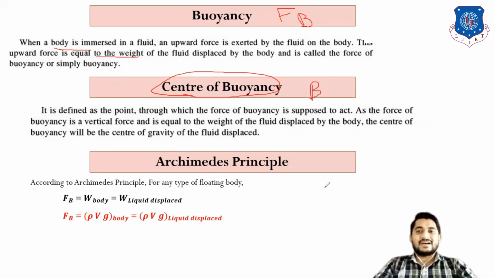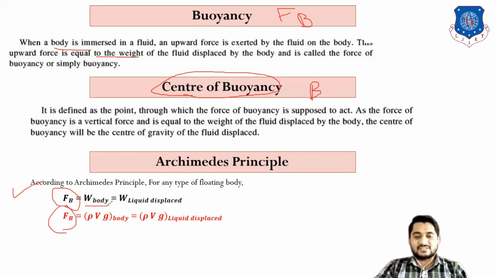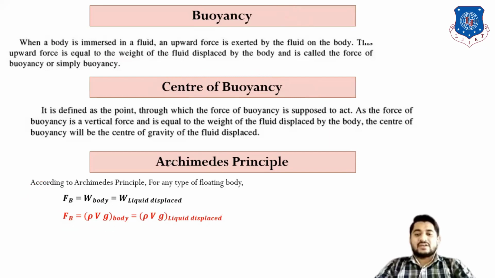Now let us understand Archimedes principle. According to Archimedes principle, buoyancy force is equal to the weight of the body, which is equal to the weight of the liquid displaced. Clear? So according to Archimedes principle, FB is equal to, instead of weight, we can write here rho Vg of the body, which is equal to rho Vg of the liquid displaced. Archimedes principle is used in many examples regarding buoyancy. So remember this equation, students: FB is equal to weight of the body, which is equal to weight of the liquid displaced. Clear? Now let us move on.